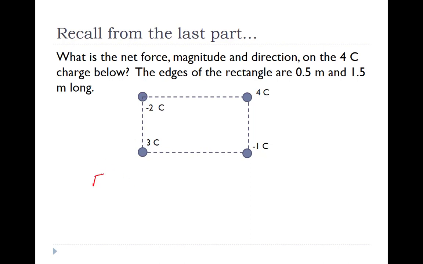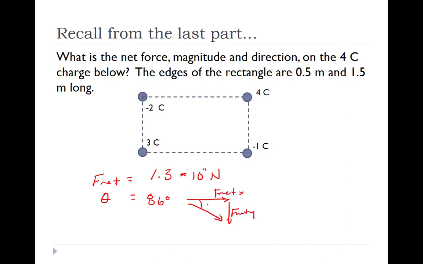In that process, we found that the net force equaled 1.3 times 10 to the 11th newtons. And the angle it made was 86 degrees, and that was below the axis. So F net X went this way, F net Y went downward, and this is that 86 degree angle. Remember all the work we had to do to get that answer. It was 4 or so slides worth of calculations and manipulations.